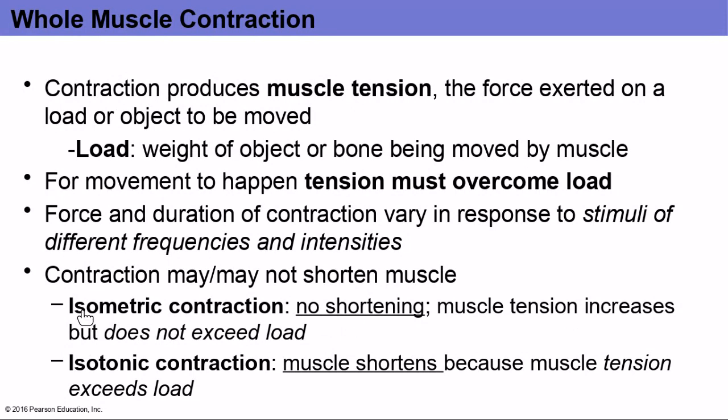So remember that the prefix iso means same, or equal. So isometric, metric means length. Okay, so in isometric, we are not having a change in the length of the muscle. Okay? Length stays the same. So because we're not having a change in the length of the muscle, because not enough tension is being generated at those cross bridges, we're not going to be able to lift the load. Okay?